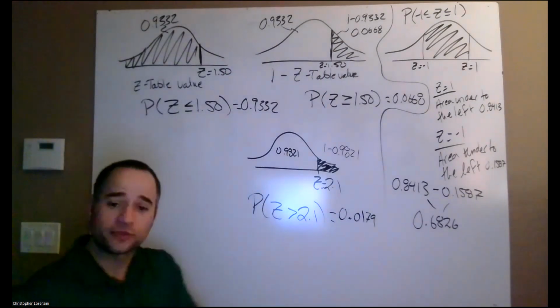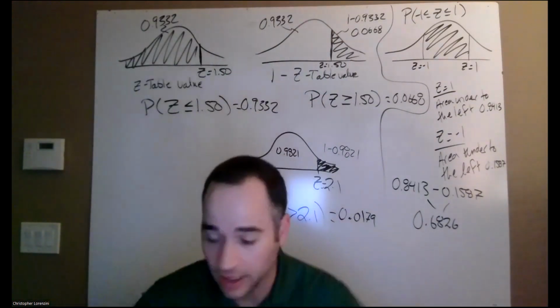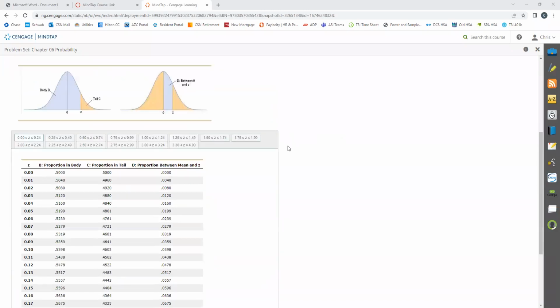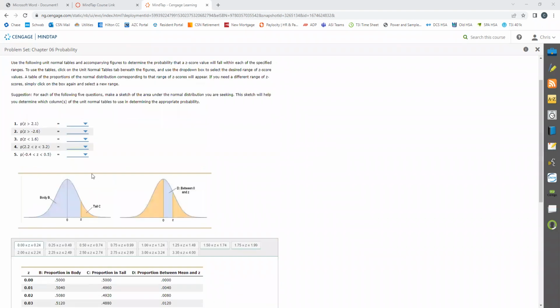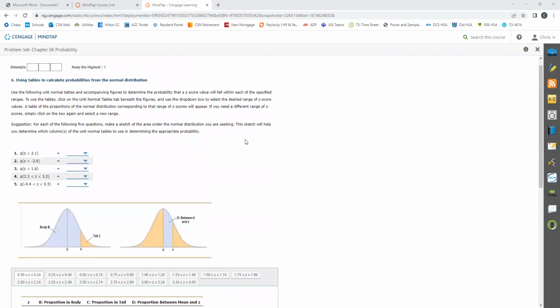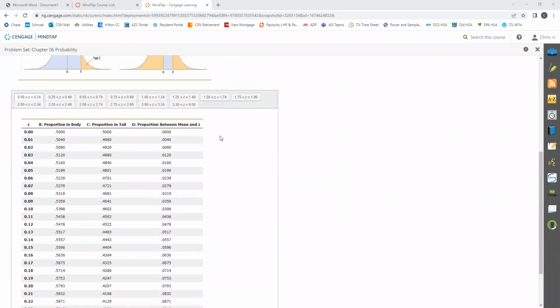Now, this is the Z table that I like to use. It's the one I've been using my entire life. It's the one I learned on, but it is not the one that is given to you in your textbook. In your textbook, they have this little Z table that gives you a proportion in the body, proportion in the tail, and the proportion between the mean and Z. So it gives you 3 different measurements. The reason why I don't like it for y'all is that it gets a little confusing because it uses one table, but then it tells you that columns flip when there's negative numbers involved.